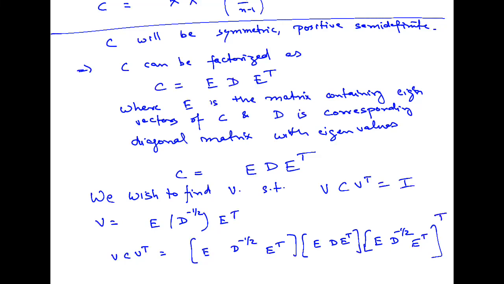Transpose, okay. But it is symmetric, so it will stay the same, which is the same as this thing, right? So now E transpose E becomes I. Then D to the power minus 1 by 2, D to the power minus 1 by 2 times D becomes I.